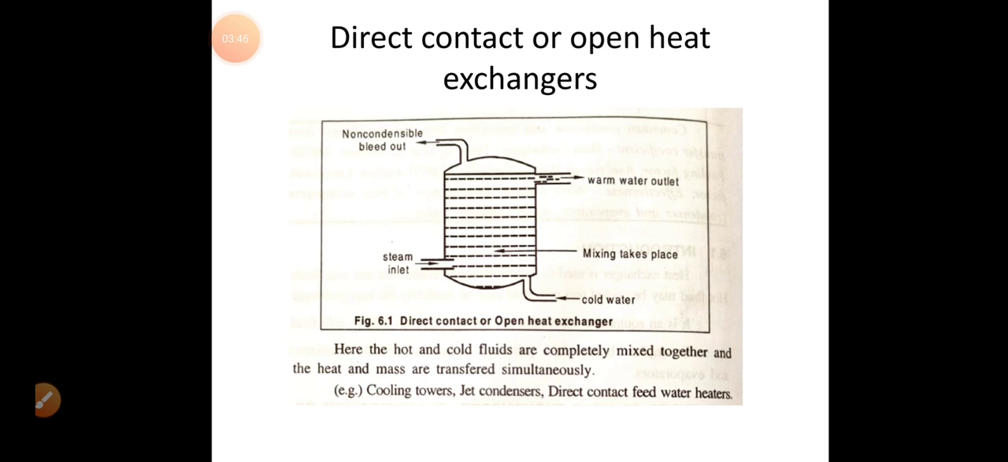Thus, the heat energy from the hot steam is transferred to the cold water by mixing them. That is, here, the heat energy from the hot fluid is transferred to the cold fluid by mixing. Examples of open type heat exchangers are cooling towers, jet condensers, direct contact feed water heaters, etc.